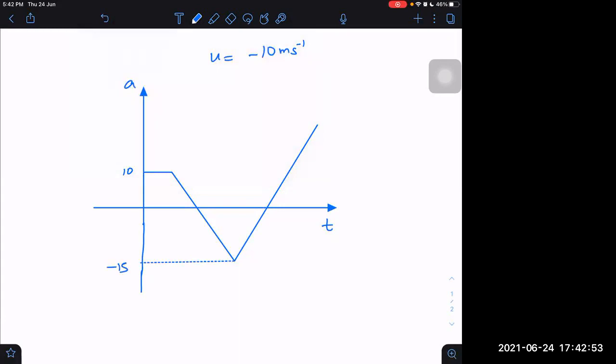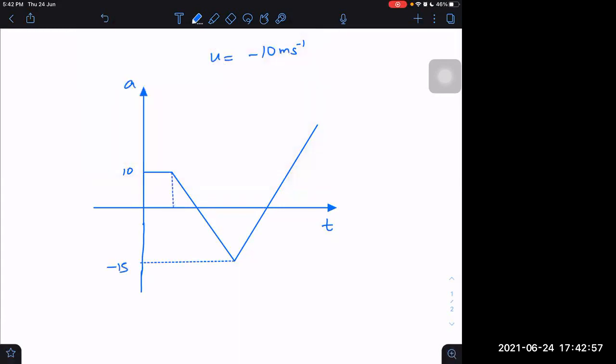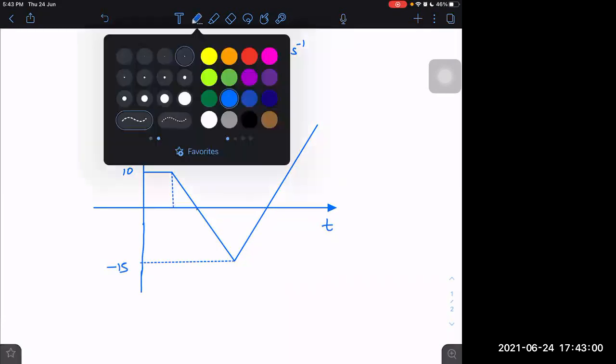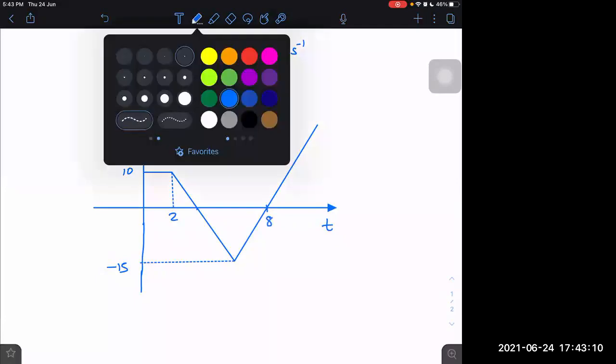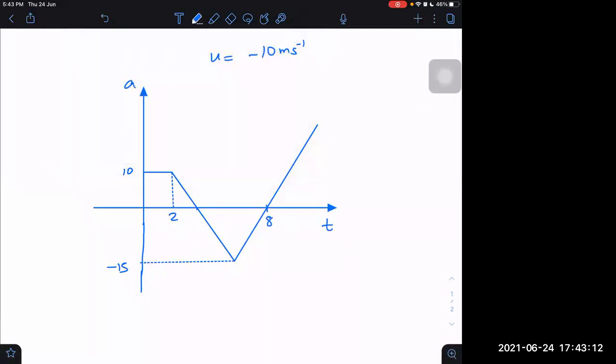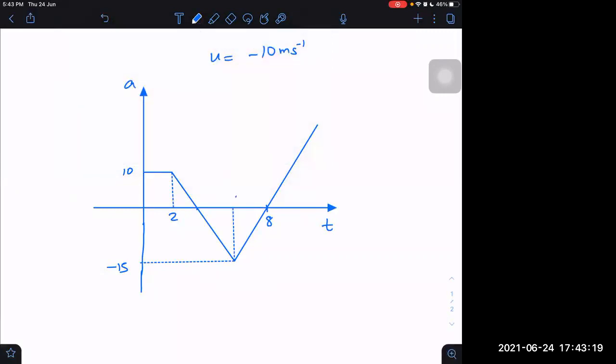And for time, you can choose maybe 2 seconds up to where it goes like this. Then I have to give you one more time, maybe 8 seconds, and in between one more time. Which one should I give? I'm giving you this time, let us say 6 seconds. That is enough. I don't need to give you this other time.